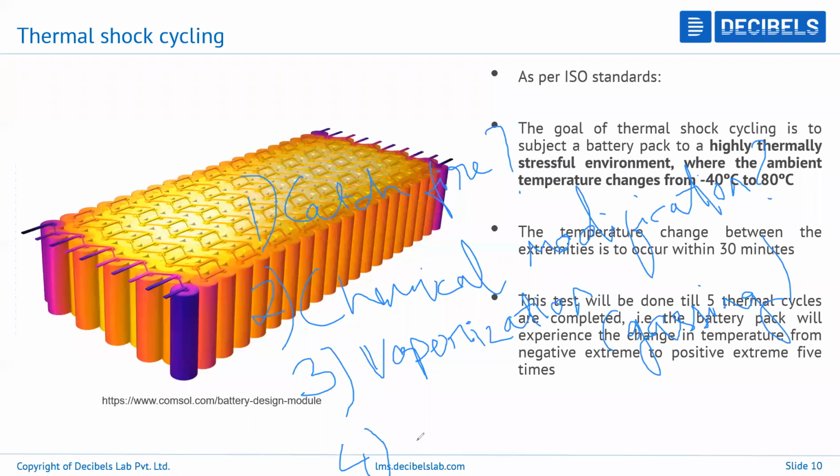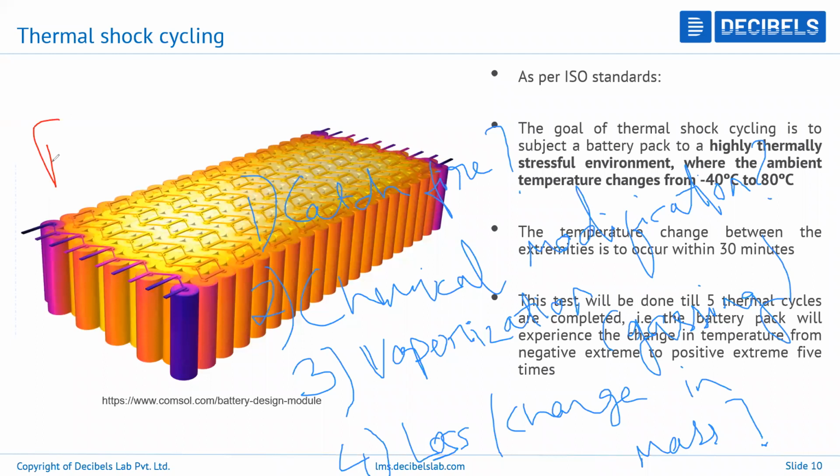And the fourth and foremost thing, is there any change in the mass of the cell, or any loss in the mass of the cell? So if all of these are considered, and the results to all of this are observed to be safe, or basically none of these events are occurring, then it is deemed roadworthy.